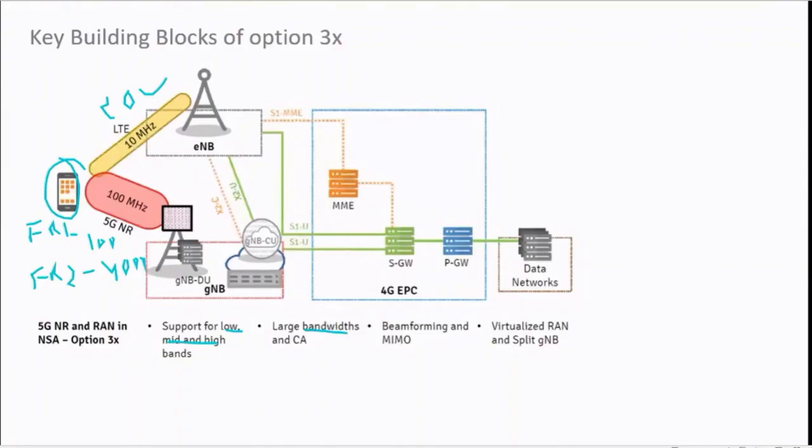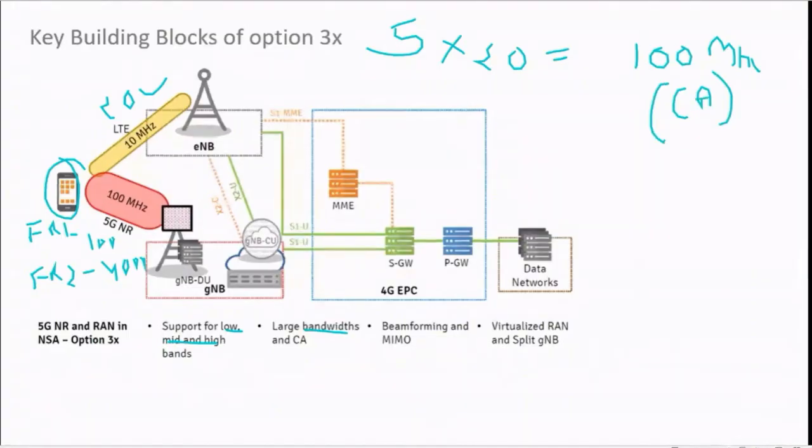So in case of LTE, we can do carrier aggregation of 5, right? Maximum carrier aggregation of 5. And as I said, maximum bandwidth is 20. So 5 into 20, the maximum bandwidth in case of LTE can go up to 100 megahertz, right? With the help of carrier aggregation, it can go maximum 100 megahertz.